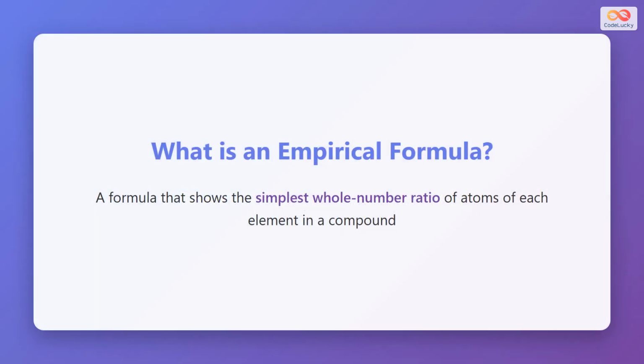An empirical formula shows the simplest whole number ratio of atoms of each element in a compound. Unlike other types of formulas, it doesn't tell us the actual number of atoms present. Instead, it gives us the most reduced form of the ratio between elements. Think of it as the simplest way to express the relationship between the elements in a compound.